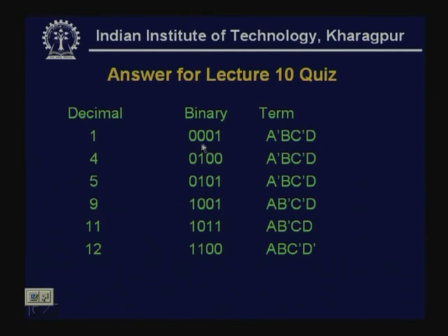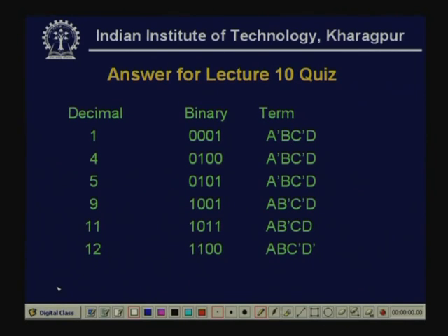So, 0001, that means for decimal value 1, it will be A dash, B dash, C dash D. Similarly, for 4, it will be A dash B, C dash D dash. For 5, it is A dash B, C dash D.